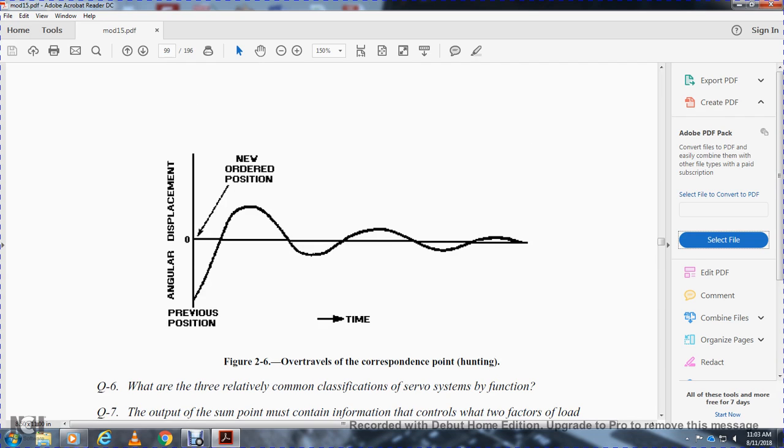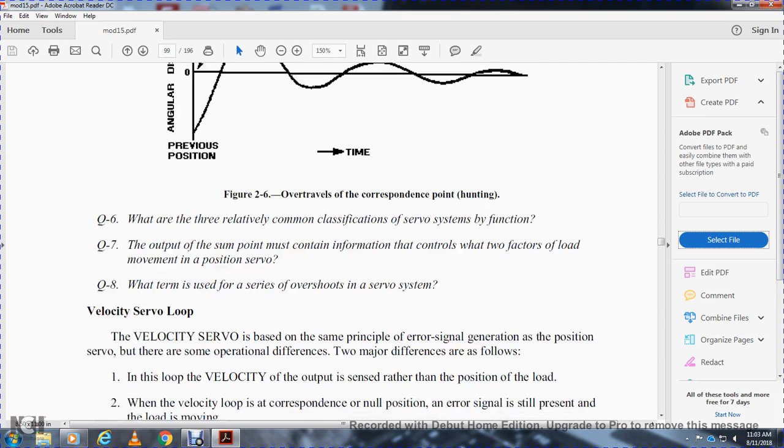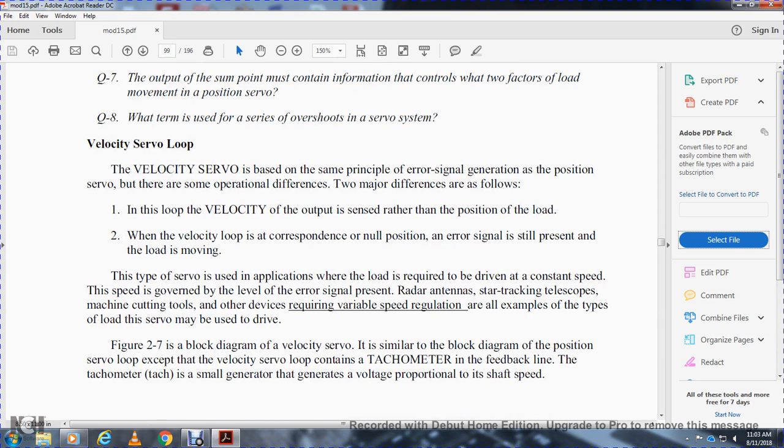Angular displacement, new order position, previous position, time. Velocity servo loop. The velocity servo loop is based on the same principle of an error signal to generate the position of the servo loop, but there are some operational differences, two major differences.